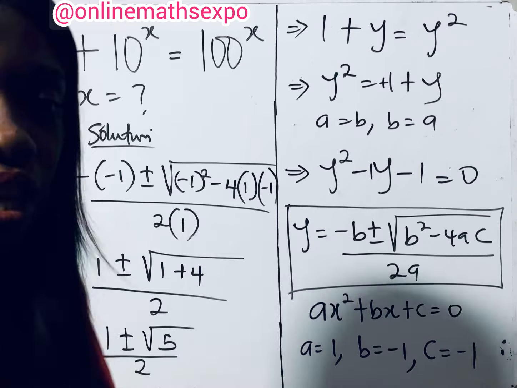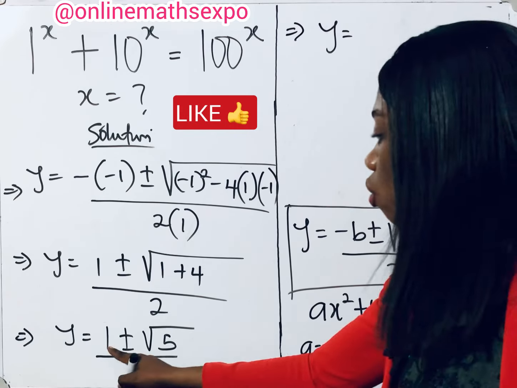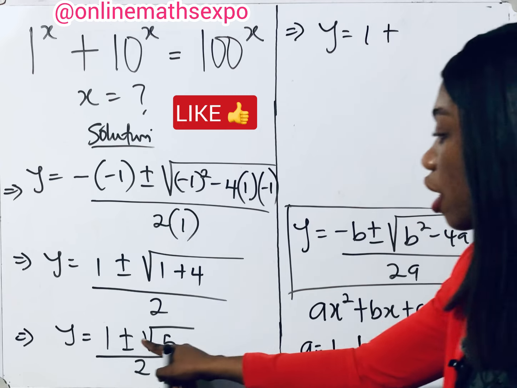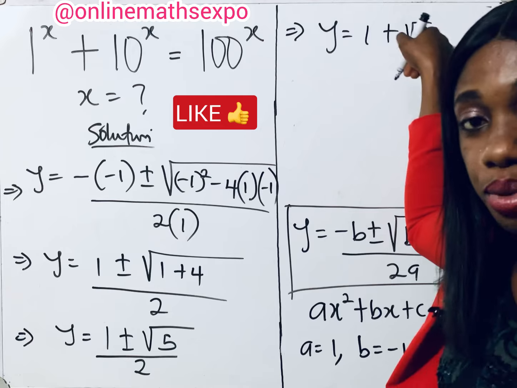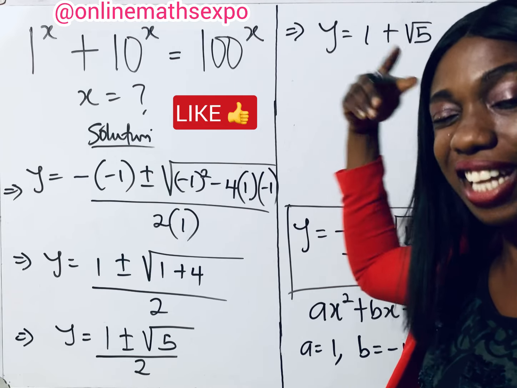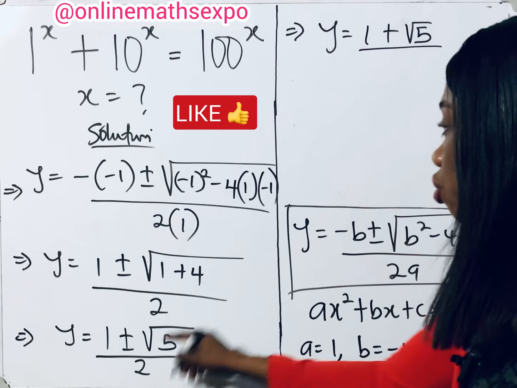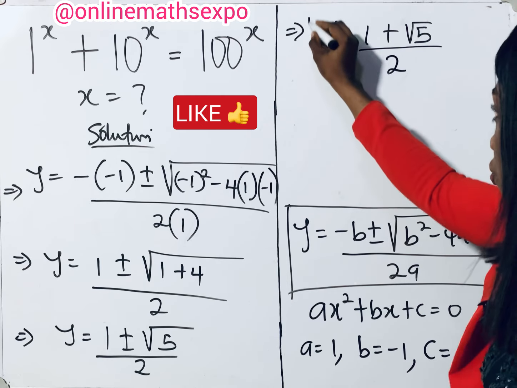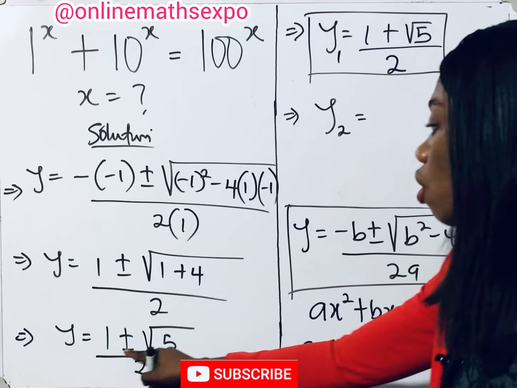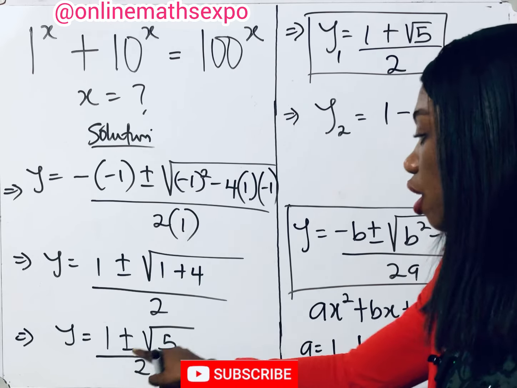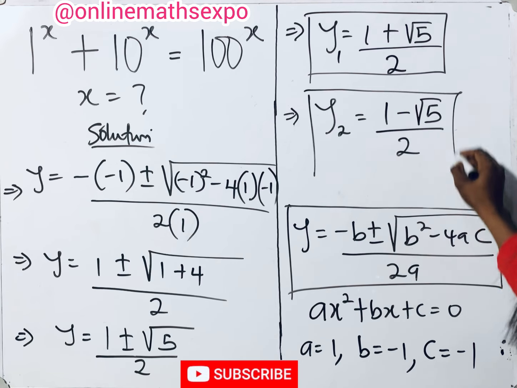So in that case, you get your y. We have y is equal to 1 plus, take the positive, then square root of 5. This root 5 is the prime surd, okay? It cannot be reduced anymore, so you leave it like that. Then you divide by these 2, okay? So this is the first value of y. Now the second value of y is going to be 1 minus, okay, then square root of 5 all divided by 2. This is the second value of y.